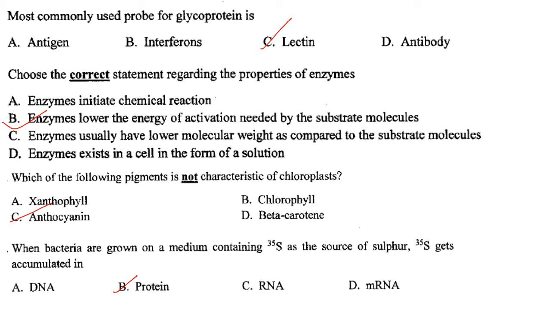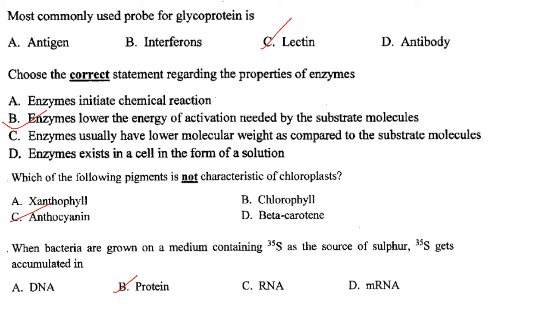Then next one, most commonly used probe for glycoprotein is. So it is lectin. Answer is option C. So next one, choose the correct statement regarding the properties of enzyme. Enzyme initiate chemical reaction. Enzyme catalyze a reaction, not initiate. Enzyme lowers the activation energy needed by the substrate molecule. That is correct. So answer is option B.